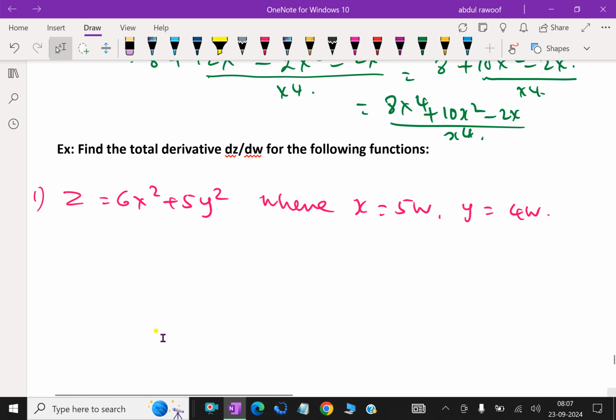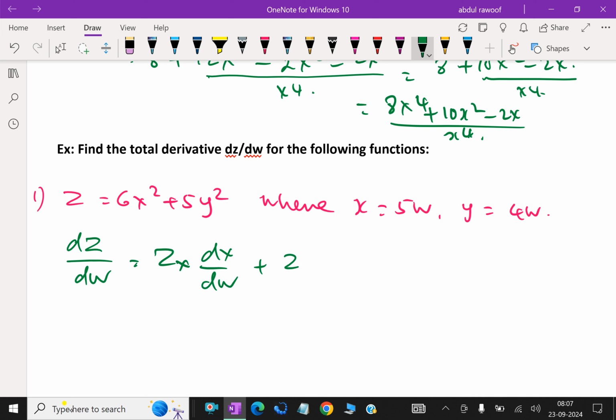Here, z equals 6x squared plus 5y squared, where x equal to 5w, y equal to 4w. Then dz by dw, because x is given in terms of w, y is also in terms of w. Therefore, you have to find dz by dw equal zx dx by dw plus zy dy by dw.